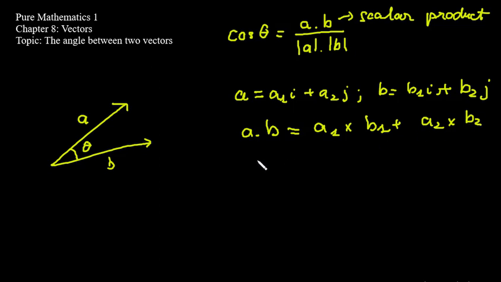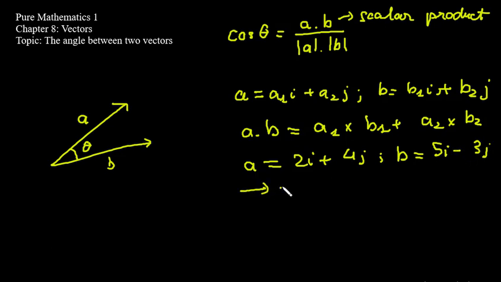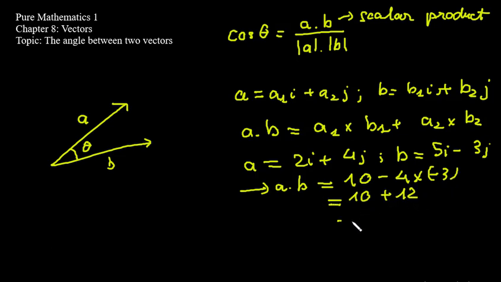If I have an example here, A equal to 2i plus 4j, and B equal to 5i minus 3j, my scalar product, A multiplied by B, would be 2 multiplied by 5, which is 10, minus 4 multiplied by minus 3, which is 10 plus 12, equal to 22. That's how we can find the scalar product in two dimensions.